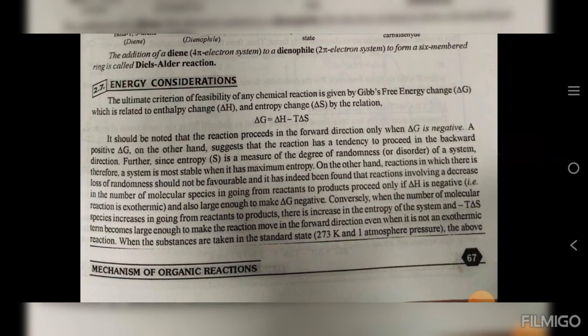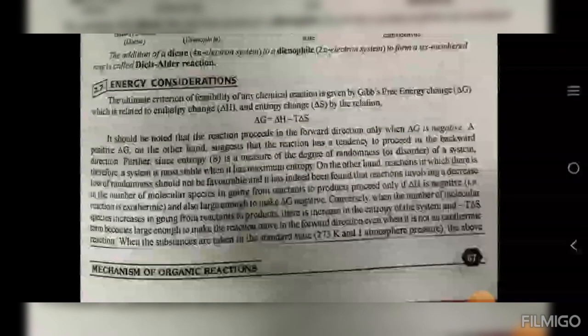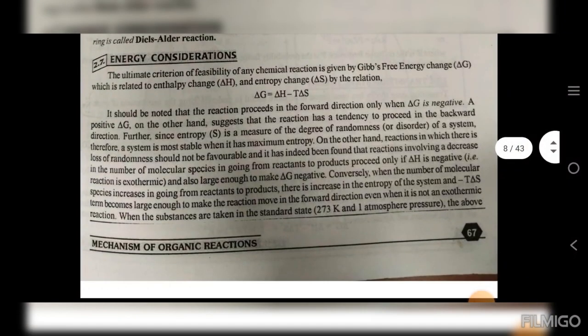Energy considerations. The ultimate criterion of feasibility of any chemical reaction is given by Gibbs free energy change, delta G, which is related to enthalpy change delta H and entropy change delta S by the relation delta G is equal to delta H minus T delta S. It should be noted that the reaction proceeds in the forward direction only when delta G is negative. A positive delta G, on the other hand, suggests that the reaction has a tendency to proceed in the backward direction.